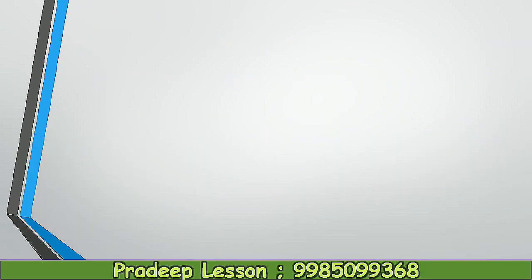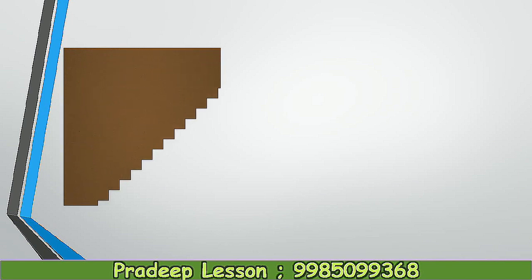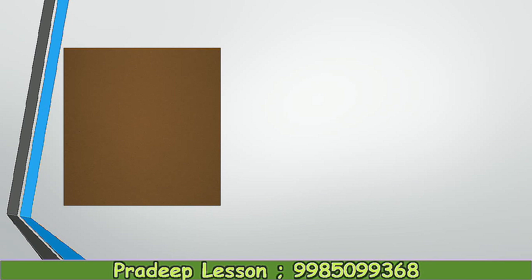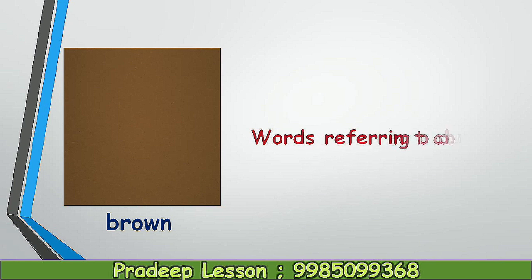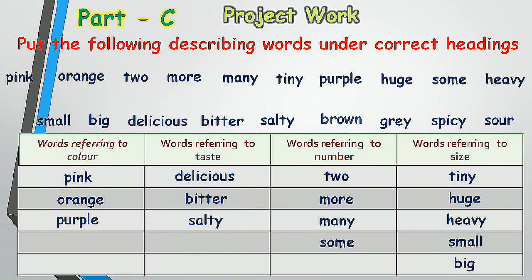Then next, here tasty. And then next picture, this is very easy. This picture is brown. Brown is referring to color. Then brown goes here to color.